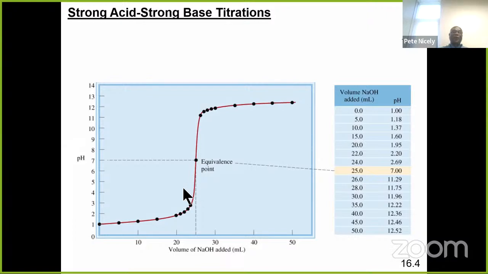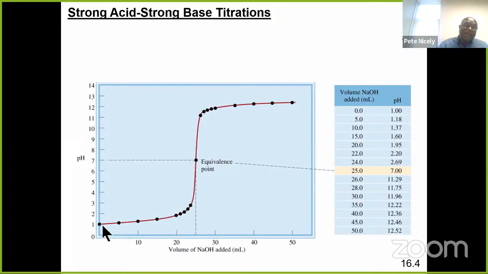That would be the point where the amount of sodium hydroxide added is stoichiometrically equivalent to the amount of acid that is present in the Erlenmeyer flask. So, as you can see here, before you add any sodium hydroxide, the pH of the acid solution is 1. What that indicates to me is that the molarity of the hydrochloric acid is 0.10.